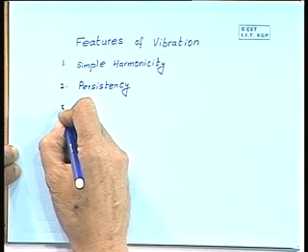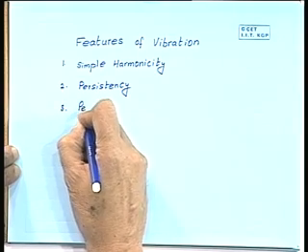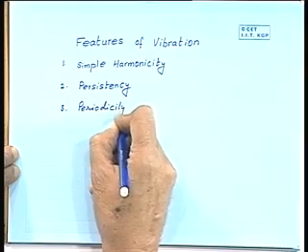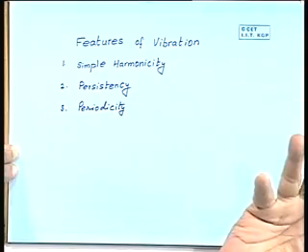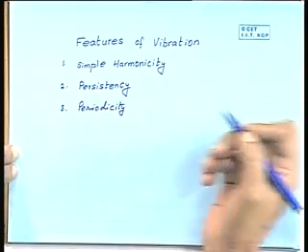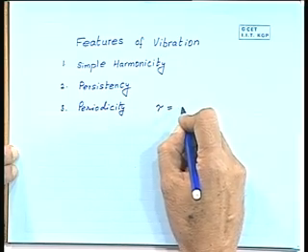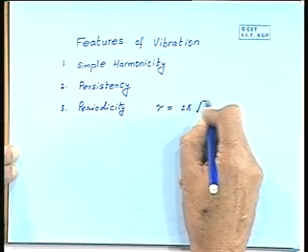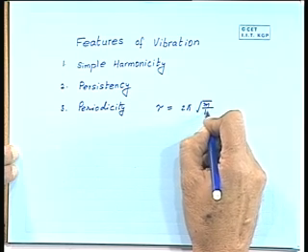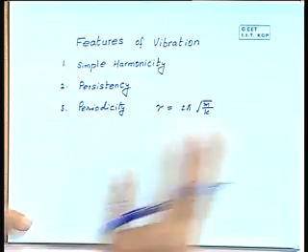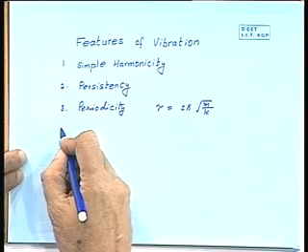Then we also find periodicity. It is a periodic function, as we can see, and the time period tau can be written as 2 pi root over m by k, because we have taken p equal to root over k by m. So this is the time period you are getting.